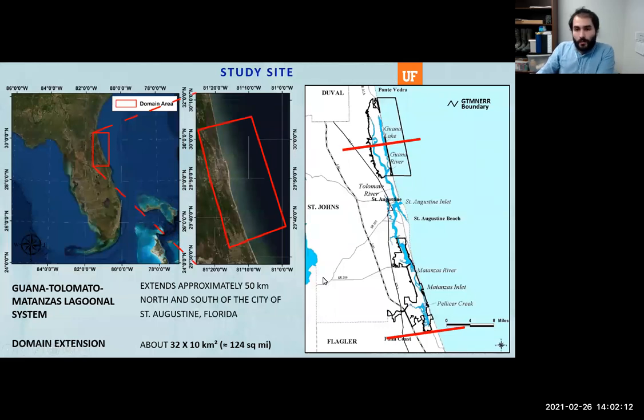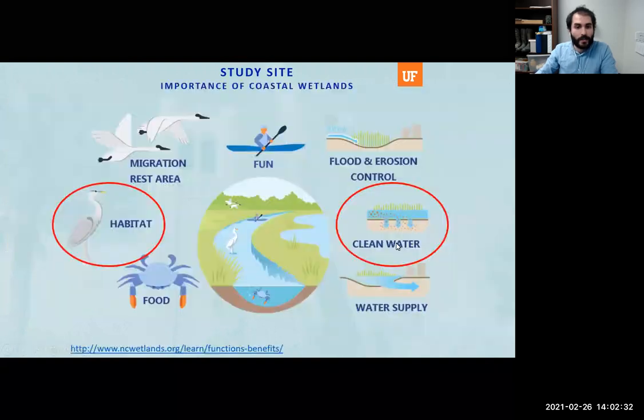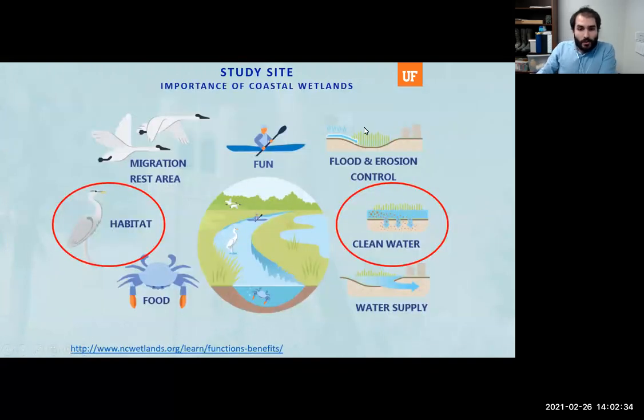So the study site, obviously, is the Guana Tolomato Matanzas National Estuarine Research Reserve. I don't want to stress you a lot about this. I simply want to say that our model goes from this line to this one. So these are the northern and southern boundaries of our numerical model. I will explain later.